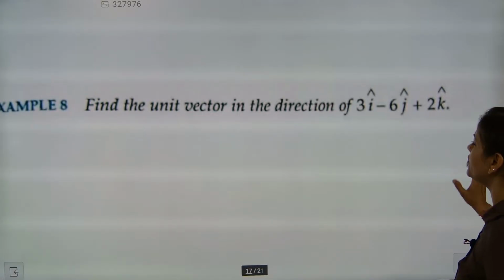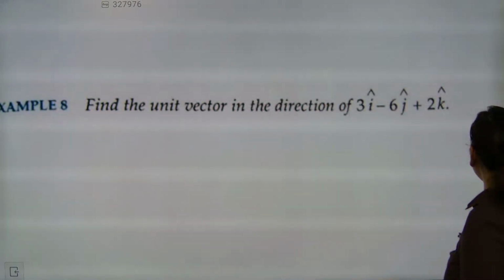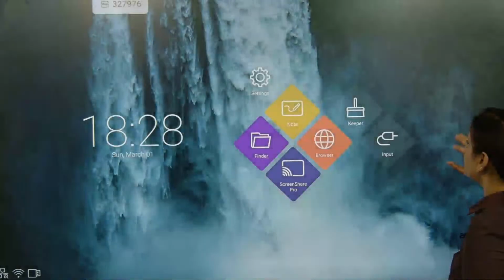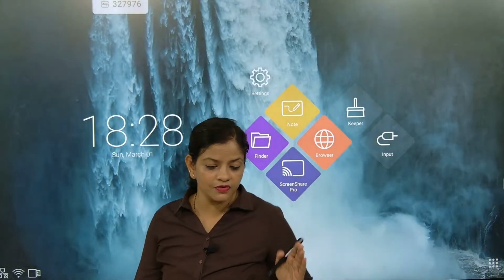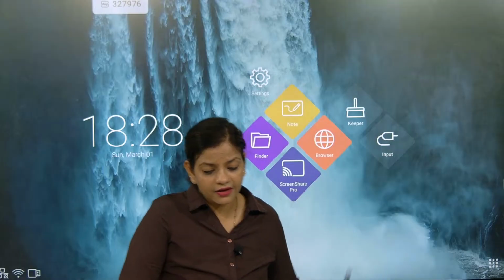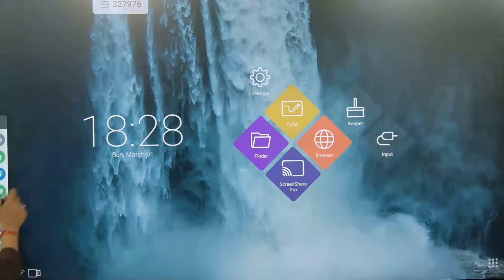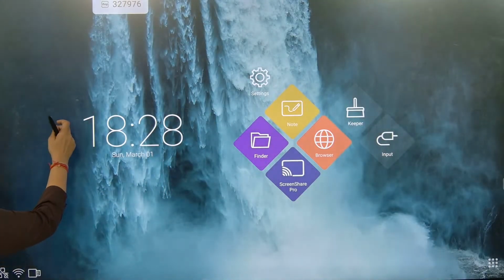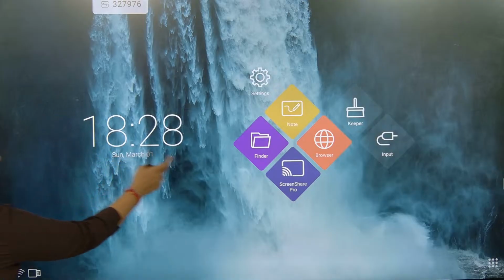Find the unit vector of the direction. You will be able to handle this type of question. Now I have done the important questions from set 1. I am going to go to another set, because whatever questions are there in the sets, we are going to discuss them briefly. Please kindly check those questions.